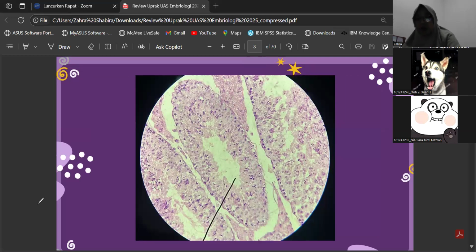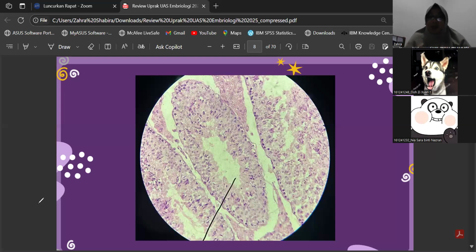Okay, this one also, if I want to help all of you adapt to the question: if the question says, what space is pointed with the black arrow, what are you going to answer? Choose one, Mia, Sarah. Seminiferous tubulus lumen. Okay, next question.